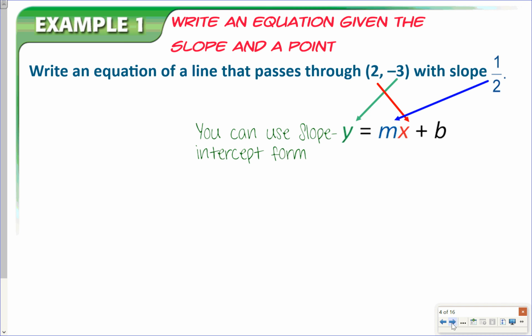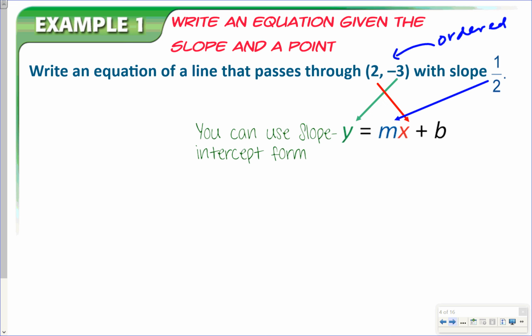Okay, first example, example 1, write an equation given the slope and a point, okay? Write an equation of line that passes through 2 and -3 with a slope of 1/2. So basically, remember what did we say? What is this right here? What do we call that? It's a coordinate, or what's another word we use for it? Ordered pair, good? It's an ordered pair, right?